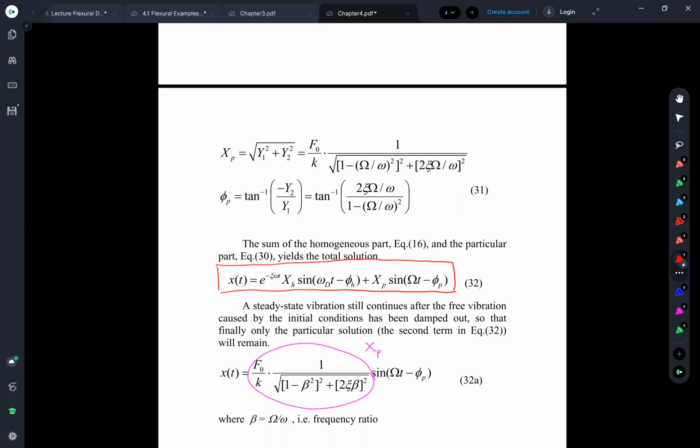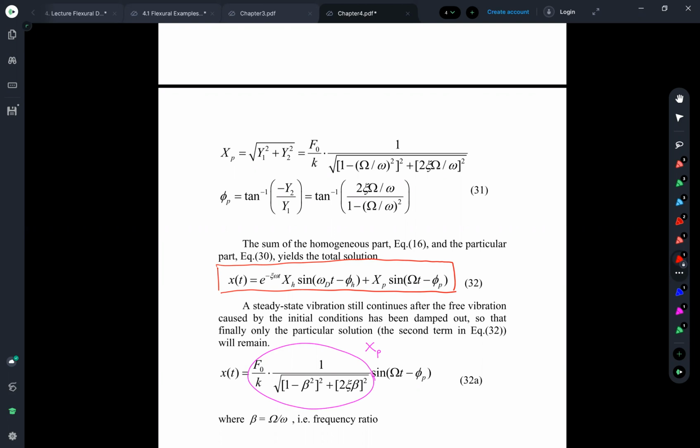In 32, you see you have the particular term on the right-hand side. Look at the second term on the right-hand side. It's a particular term. And the first term is the solution from chapter 3, exactly. The homogeneous solution from chapter 3, the free vibration solution. Okay? And look at these two terms.